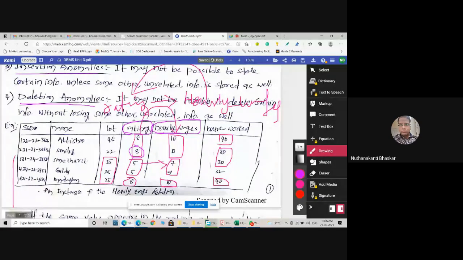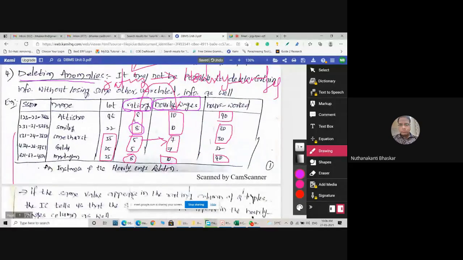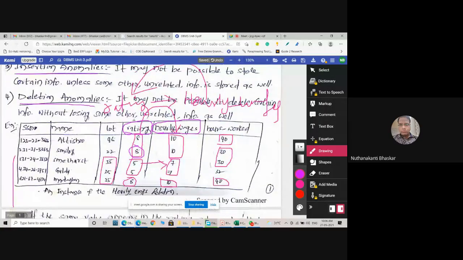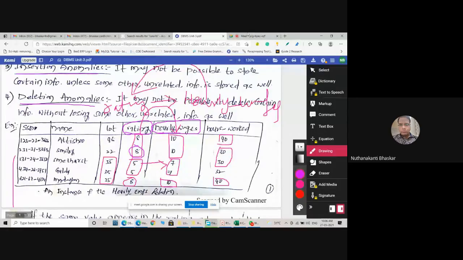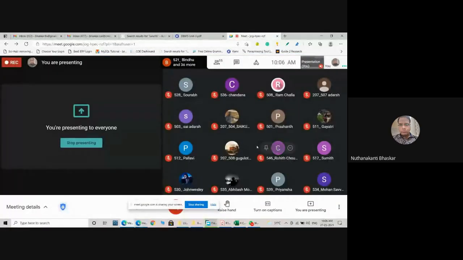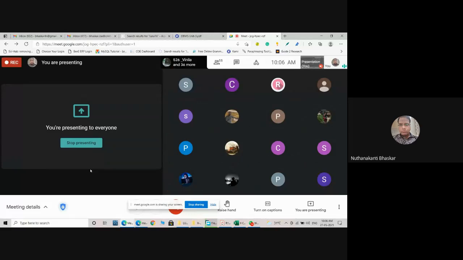Why is functional dependency required? Tell me, any one of you, why should we identify functional dependency in a table? Hello? Are you there? Why should we identify functional dependency in a table?